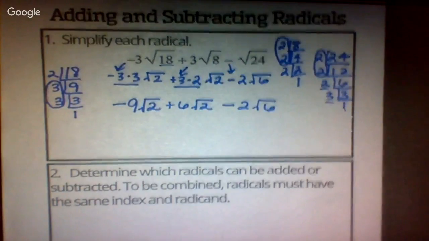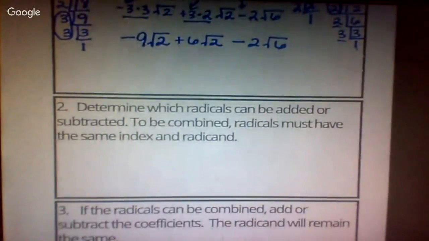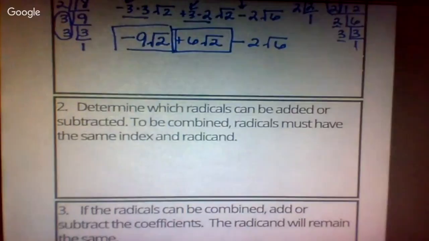So watch what happens. Now, step 2 says, determine which radicals can be added or subtracted. In order to do it, they have to have the same index and the same radicand, which is the number, the root that you're taking, and the number underneath of it. So kind of like having like terms where you could add 2x and 3x. Okay, you've got like terms with radicals. The only two that go together are this term and this term, because this has square root of 2, this has square root of 2. That third one can't go together. It's a square root of 6.